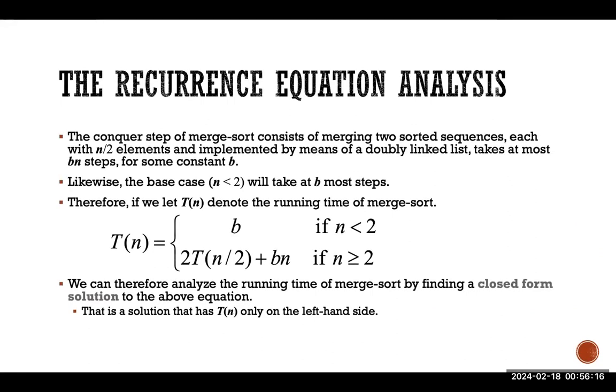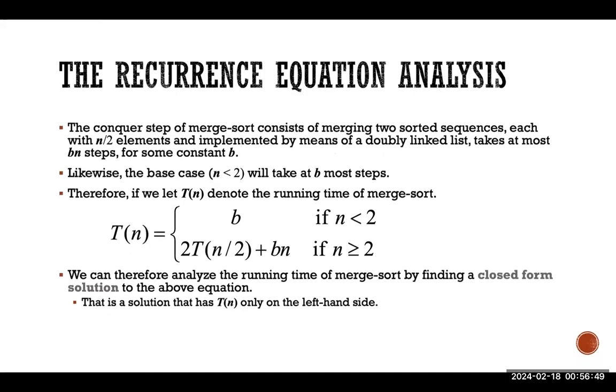We can understand the running time and complexity using recurrence equation analysis. As we saw the algorithm in the previous slide, we consider two cases. The first one is when the size is less than 2. In this case, the running time is considered constant as it has only a single element. In the next case, the running time is given by 2T(n/2) plus bn. We can analyze these equations and find the complexity by finding closed form equations.